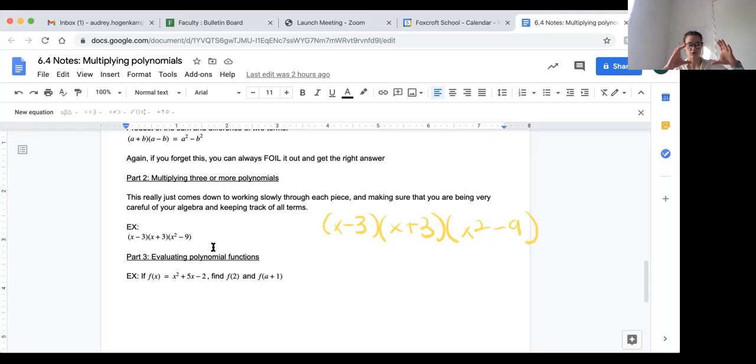So I'm going to multiply by my first two, and then I'm going to multiply by the third one. And then if there's a fourth one, I would multiply the product of the first three times the fourth, etc. So you just start with your first two, multiply those together, and then keep multiplying if there's more layers. So I'm going to start with my first two, which is x plus 3 times x minus 3, which I actually just did. And I got x squared minus 9 as my final answer there.